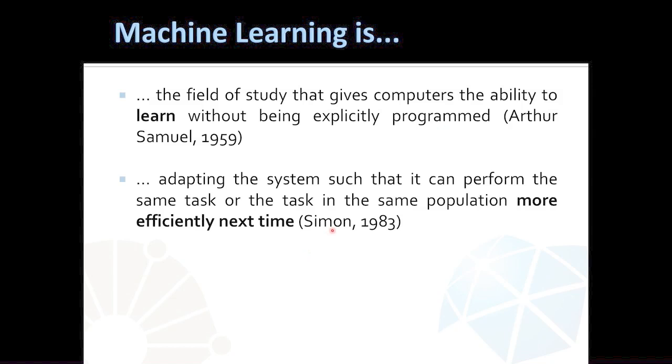Simon defines machine learning as adapting the system such that it can perform the same task or the task in the same population more efficiently next time. This definition emphasizes the training of a learning system. A learning system is not expected to know everything from the beginning, but it tends to become more and more efficient with time.